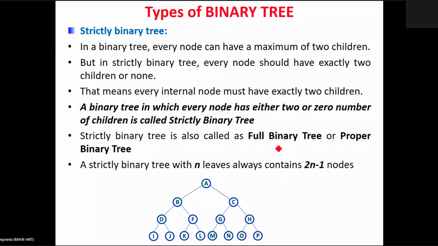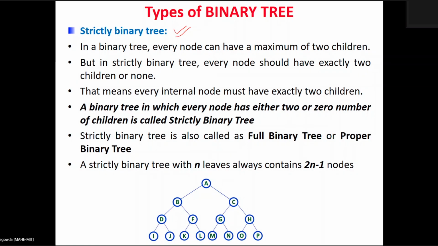Binary trees can be classified into 2 different types. First, look at the strictly binary tree. A strictly binary tree is a binary tree in which every node has either 2 or 0 children. That means all the internal nodes in the given binary tree should have 2 children, or else 0 children. Only the terminal nodes, that is the leaves, have 0 children.